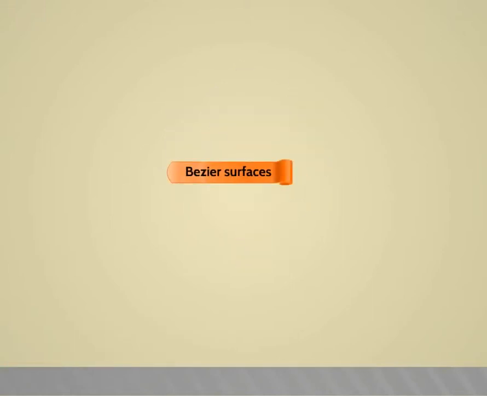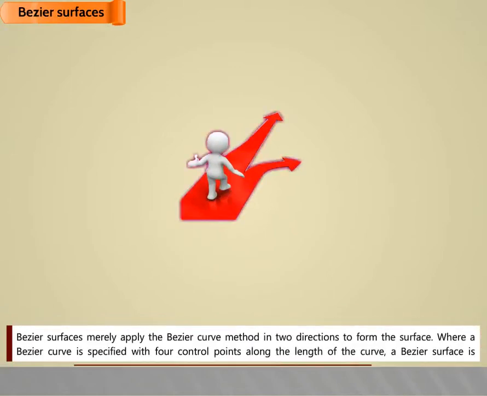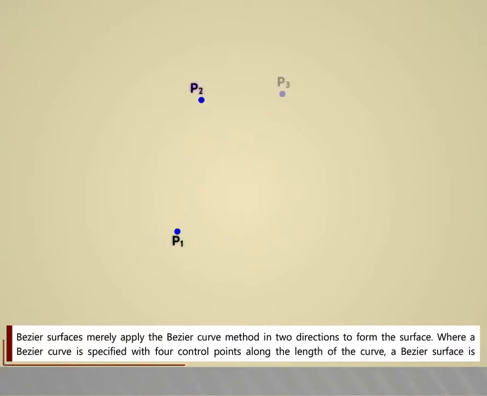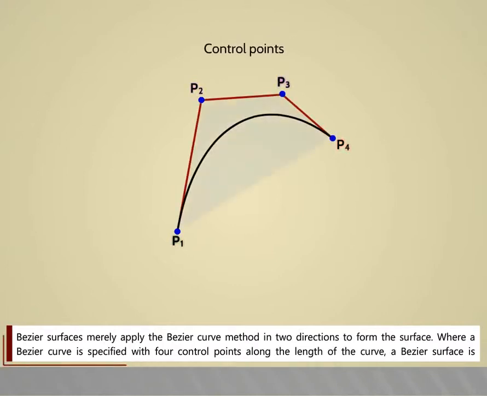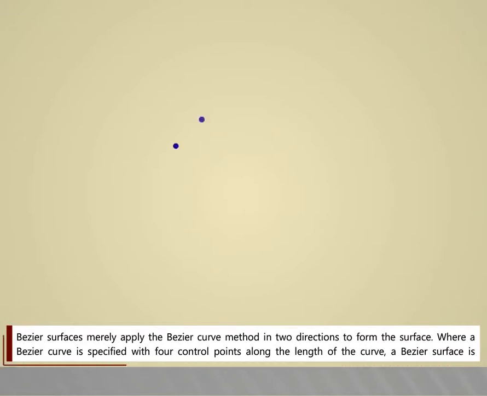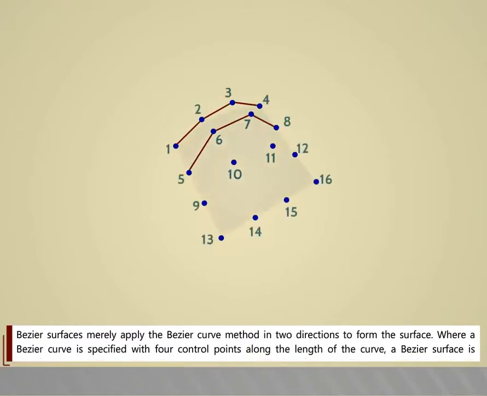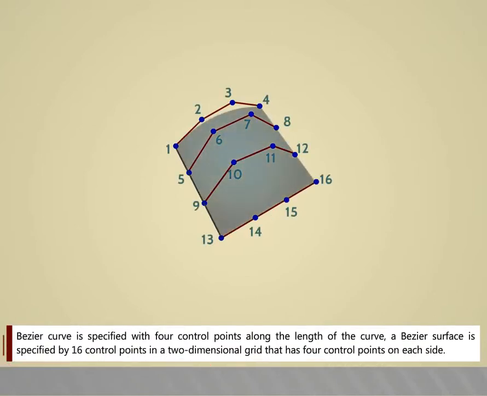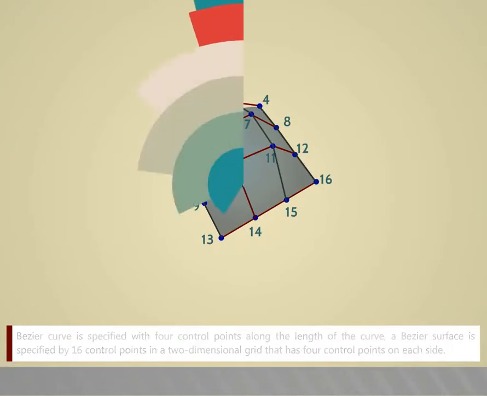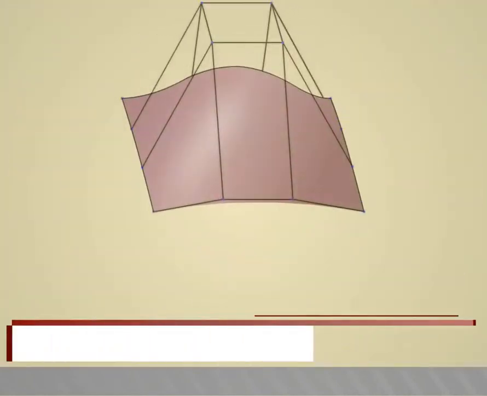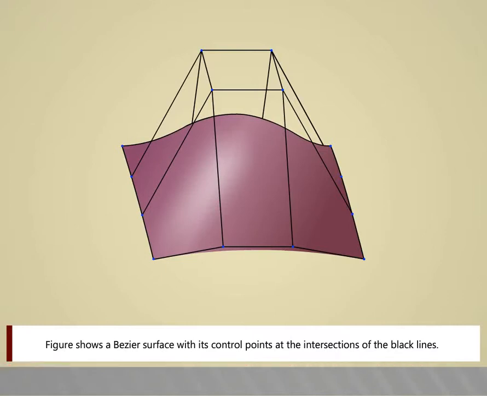Bezier surfaces. Bezier surfaces merely apply the Bezier curve method in two directions to form the surface, where a Bezier curve is specified with 4 control points along the length of the curve. A Bezier surface is specified by 16 control points in a two-dimensional grid that has 4 control points on each side. The figure shows a Bezier surface with its control points at the intersections of the black lines.